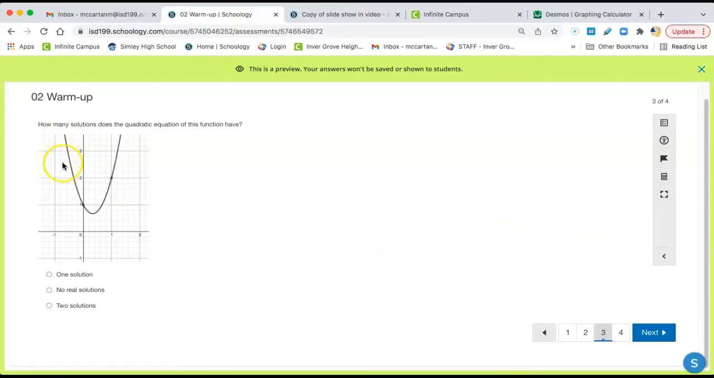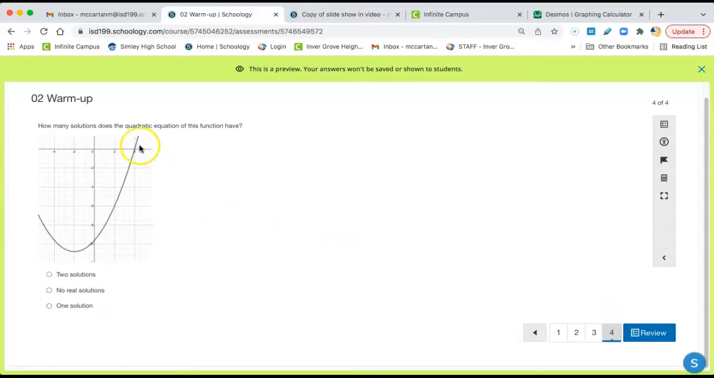This one never touches the x-axis. It's up above the x-axis up here. It has no real solutions. Number 4, it touches right here, and it comes over out of the picture. Out of the picture, it's going to touch again. It has 2 solutions, not 1 solution. It's not just touching at the vertex. And not no solutions, because it's below the x-axis. It goes up and touches it. 2 solutions.